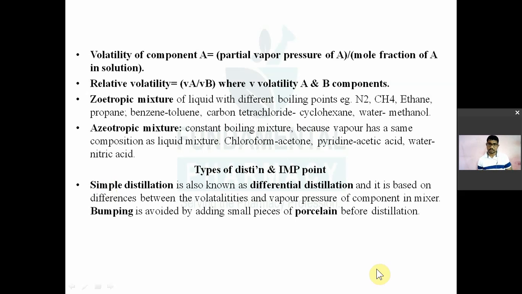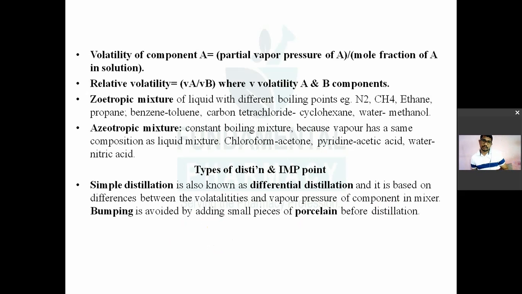Types of distillation and important points. So the first one is simple distillation. Simple distillation is also known as differential distillation. Remember, simple distillation is also known as differential distillation, and it is based upon the difference between volatilities and vapor pressure of the components in the mixture. ओके, सिंपल डिस्टिलेशन के लिए आपको दो कंपोनेंट में वोलेटिलिटीज में या फिर उसके वेपर प्रेशर में डिफरेंस होना चाहिए. Construction and working, and then advantages and disadvantages, you can read from books.